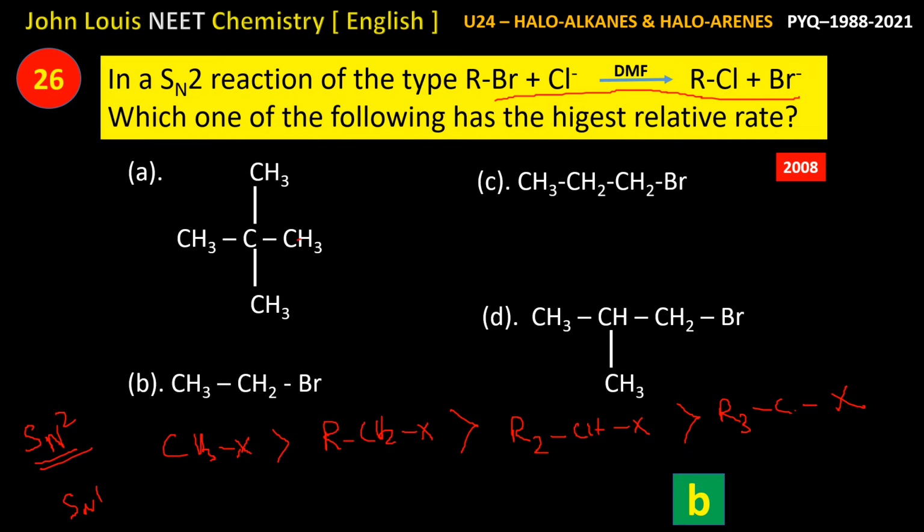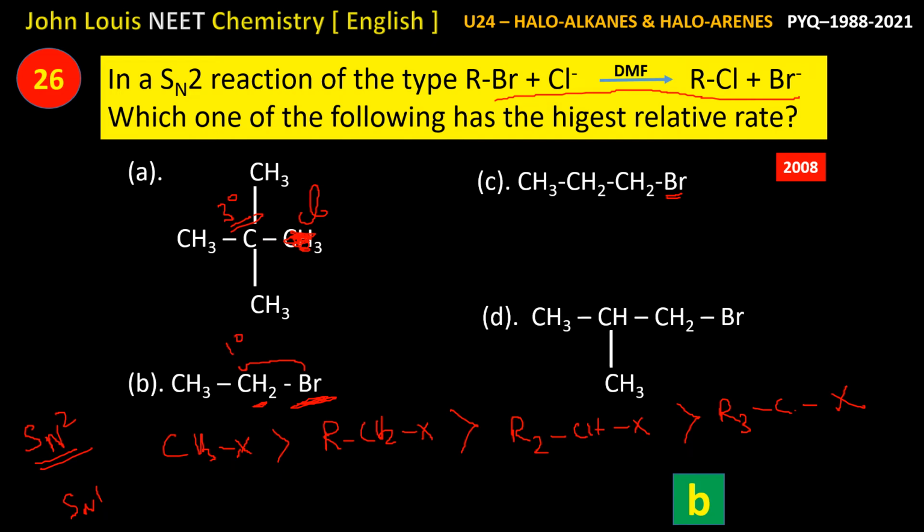See option A, here it should be Cl. Cl is bonded to a carbon which has no hydrogen, therefore this is tertiary. So this will be the slowest as far as SN2 is concerned. Now take option B. In option B, Br is bonded to a carbon which has 2 hydrogens, therefore this is primary.